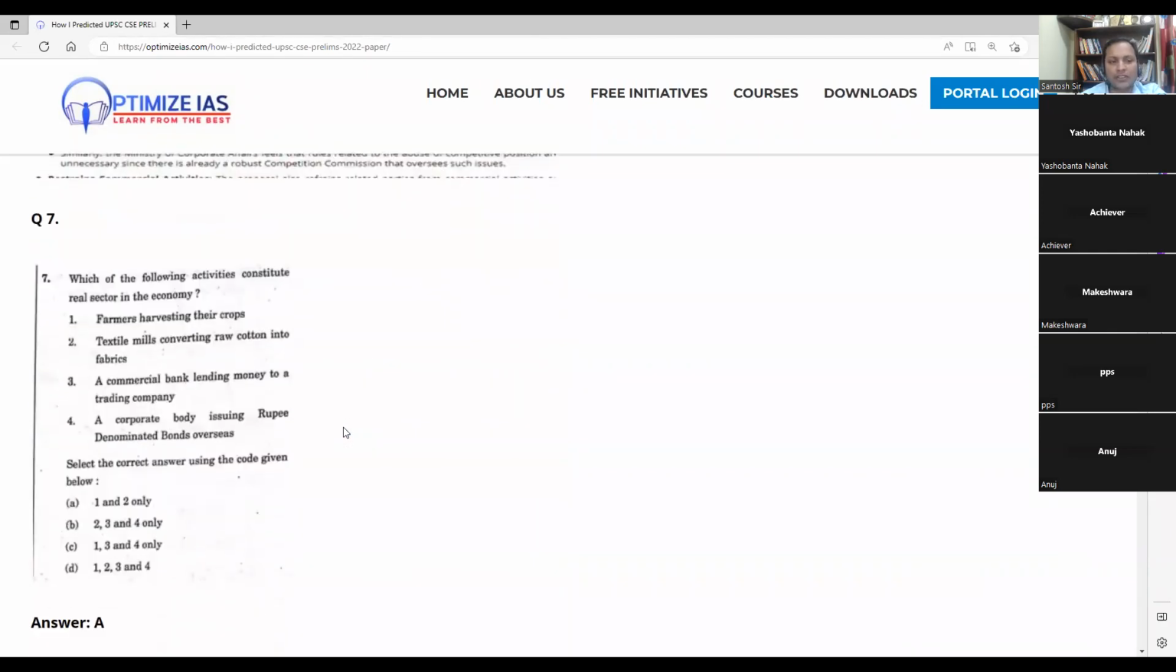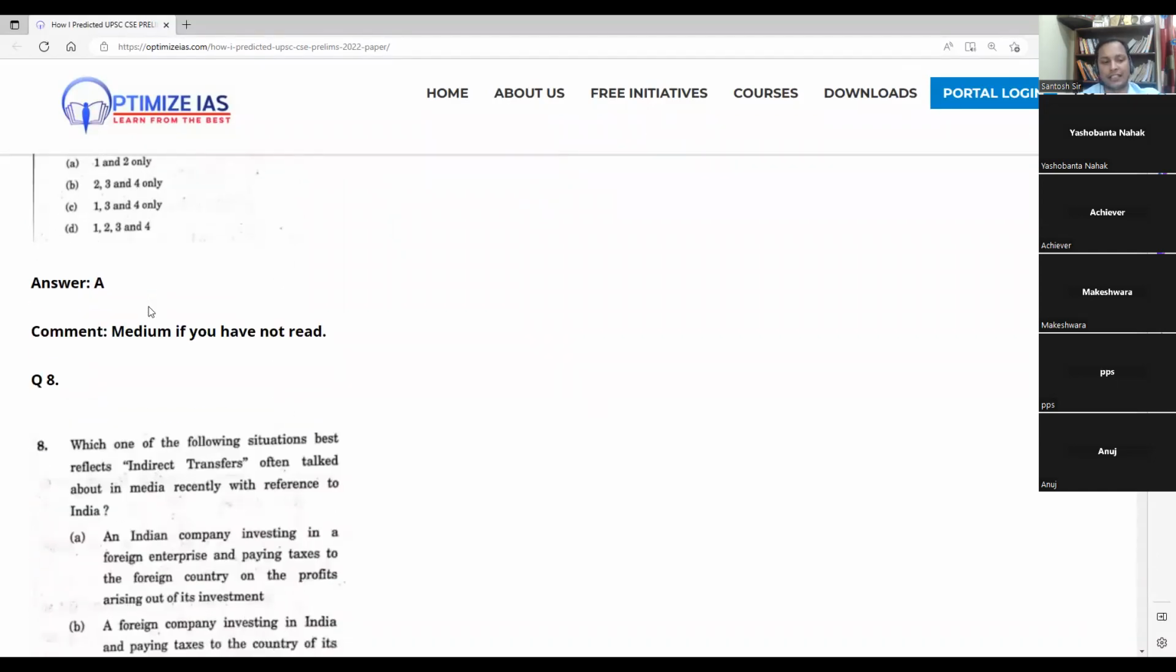Next question: what constitutes the real sector economy? This was a very basic question. Obviously it was not covered. It was a very static and basic question, so it was not covered in current affairs.